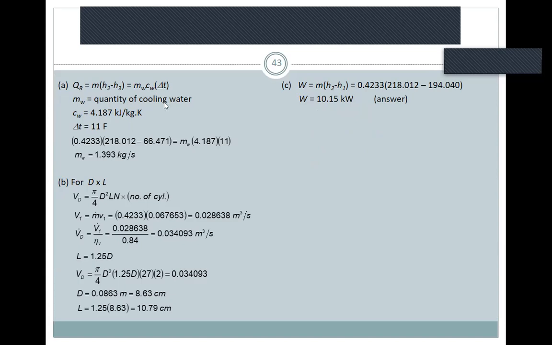Or M sub W times CW times delta T. So MW is equal to the quantity of cooling water. CW is 4.187 kJ per kilogram. Given is delta T lang.